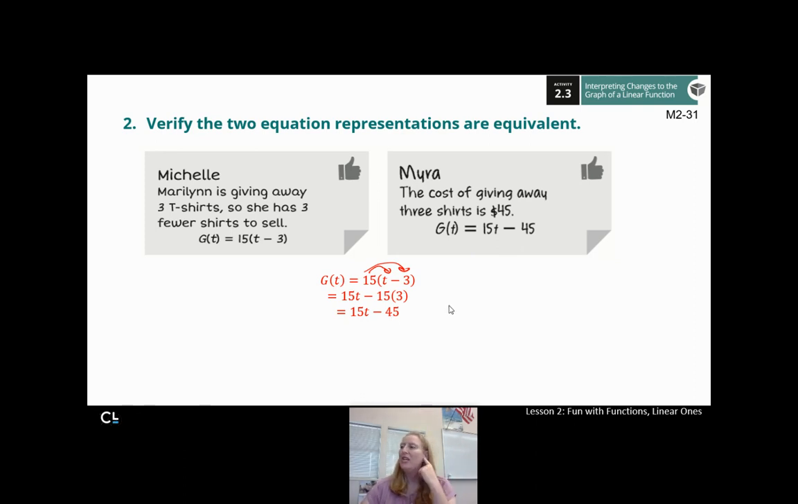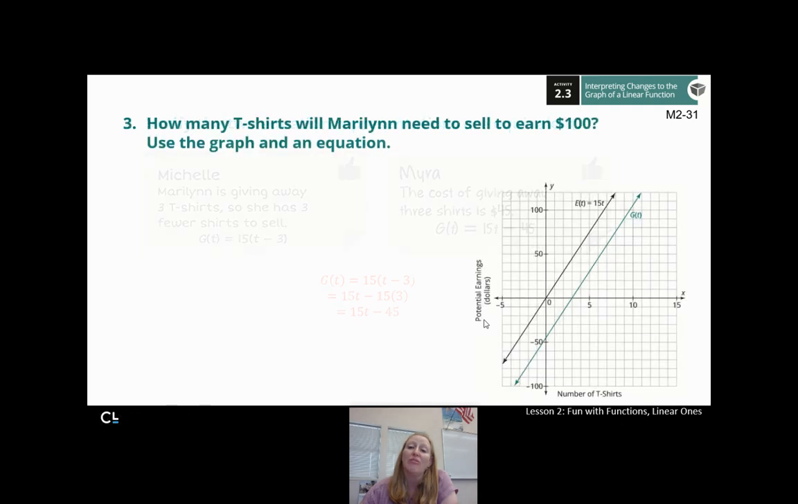Yeah, so look at that. I just used a little bit of distributive property on Michelle's equation, and I got Myra's equation. That's very convenient, very nice.